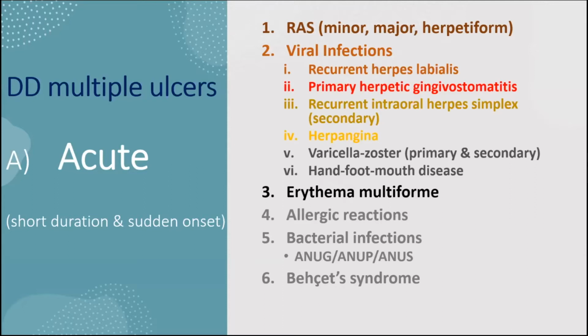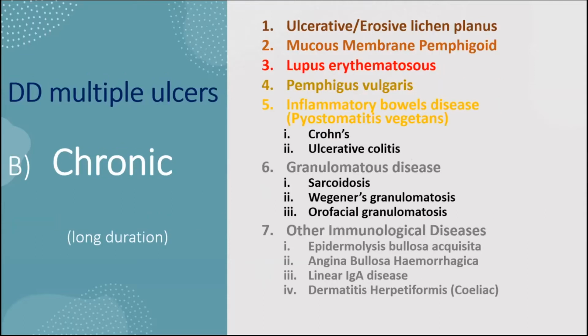And of course, Behçet syndrome, that looks exactly like recurrent aphthous stomatitis, but it also affects genitalia and a lot of other systems of the body, and it is extremely rare in the UK. More common in Greece and Turkey. So the Eastern Mediterranean is where Behçet syndrome is more common. Now we see ulcers with chronic duration.